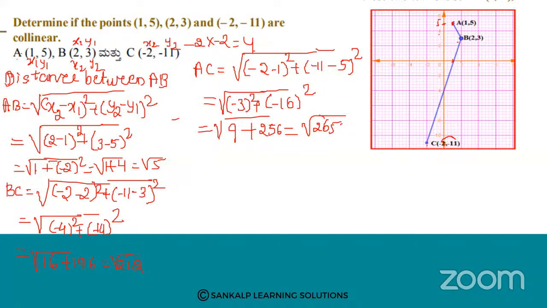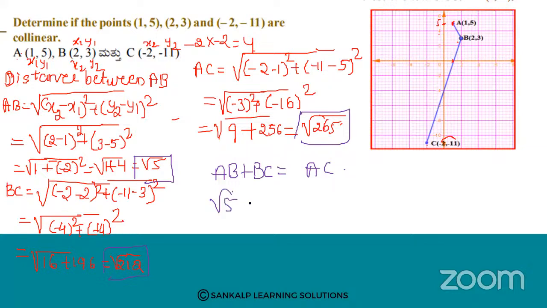Now, observe carefully. This is the value of AB. This is the distance of BC. This is the distance of AC. When these three are collinear, what should you get? If it is collinear, AB plus BC should give you AC. Okay, let's try. AB is √5 and BC is 212, which should equal 265. So do you get it? No, you will not get.